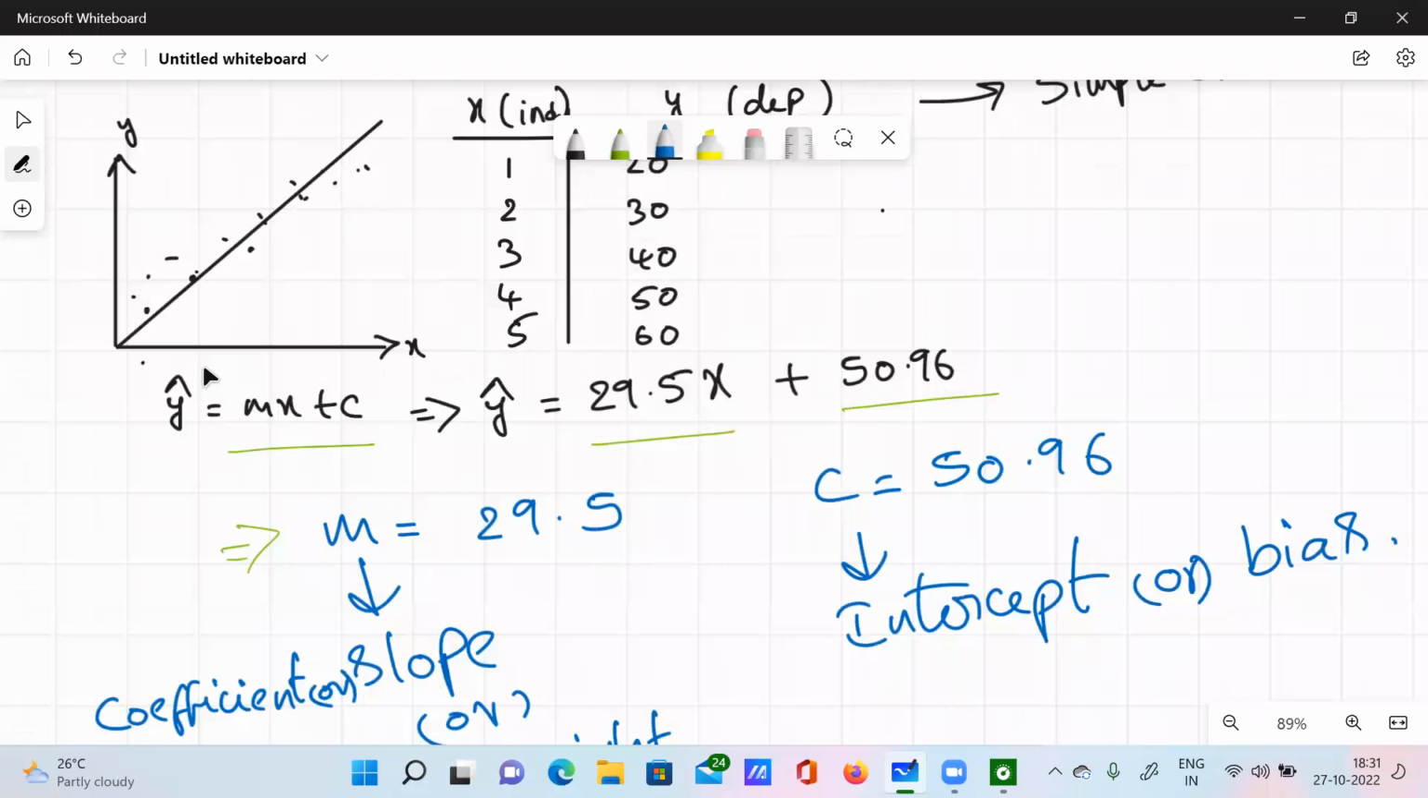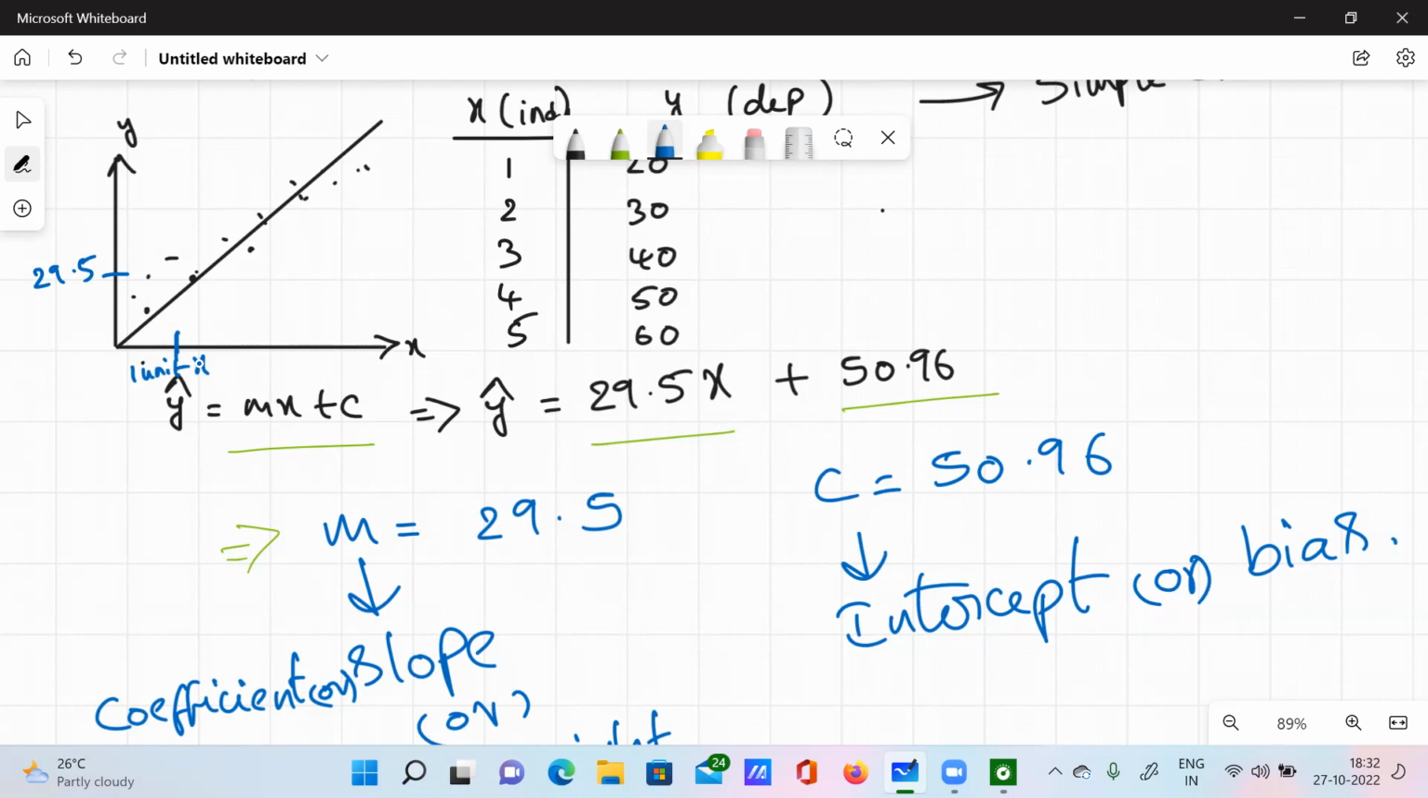Just look here. What is the value of m here? 29.5. So this is nothing but the slope, right? This is actually saying that for 1 unit increase in the x value, the y increases by 29.5 times. For example, let's take this as y. For 1 unit increase in the x, the y will increase by 29.5. So this will be the meaning of this slope.